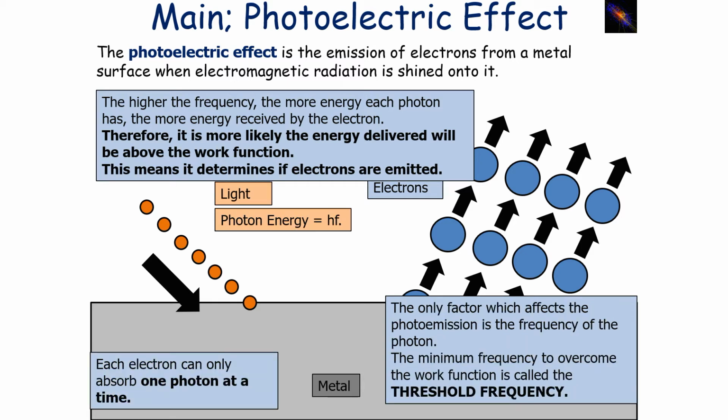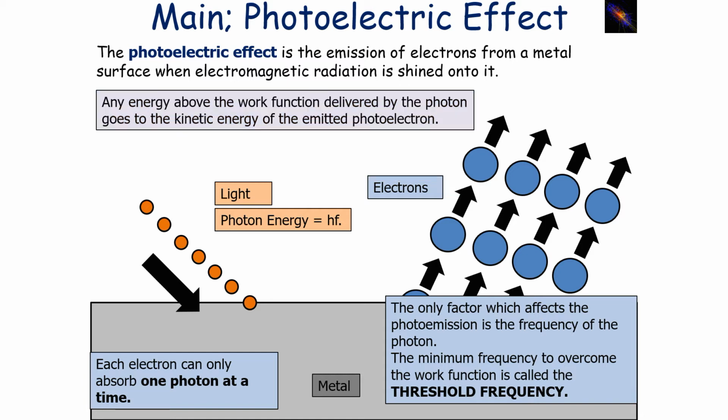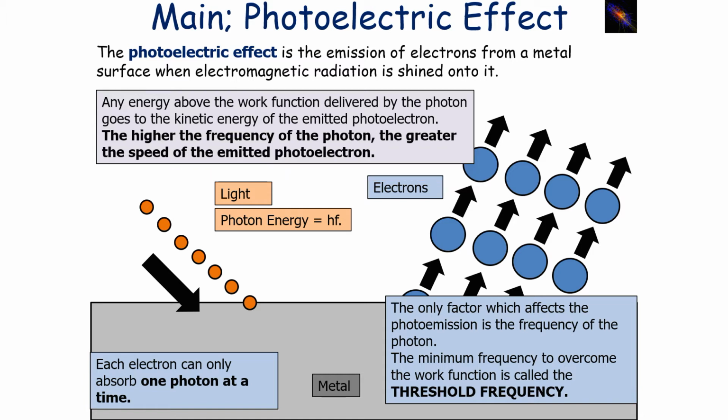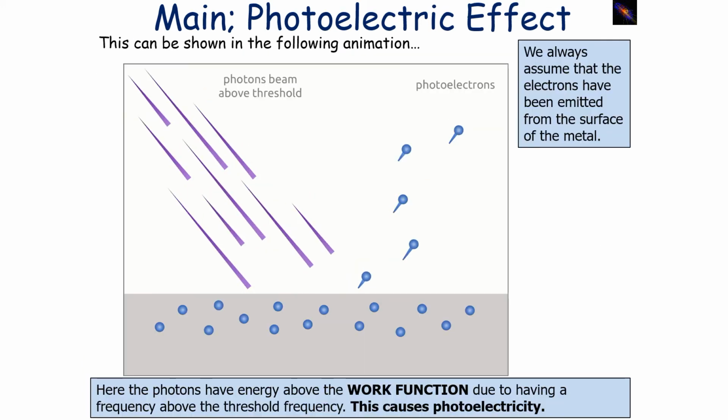It's interesting to note that the minimum frequency to overcome the work function is what we call the threshold frequency. Any energy above the work function delivered by the photon goes to the kinetic energy of the emitted photoelectrons. So this means the frequency of the photon determines if electrons are emitted and the speed of the electrons once they have been emitted. So the higher the frequency of the photon, the greater the speed of the photoelectron. This can be shown in the following animation.